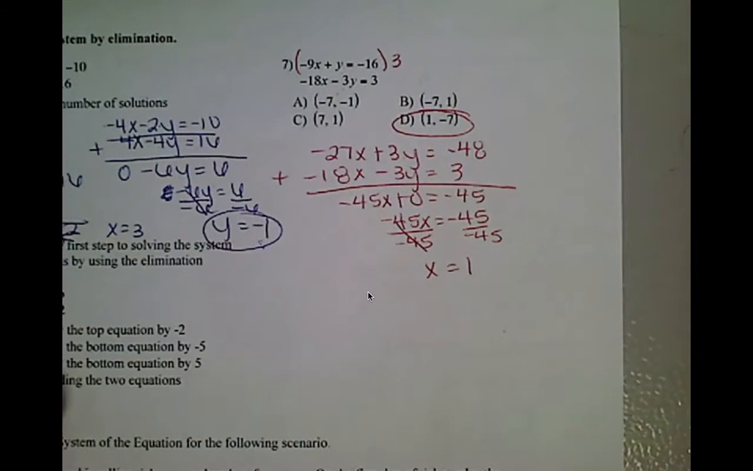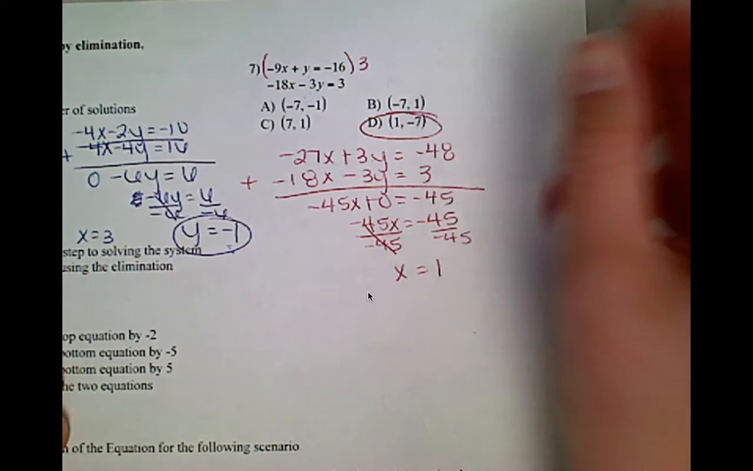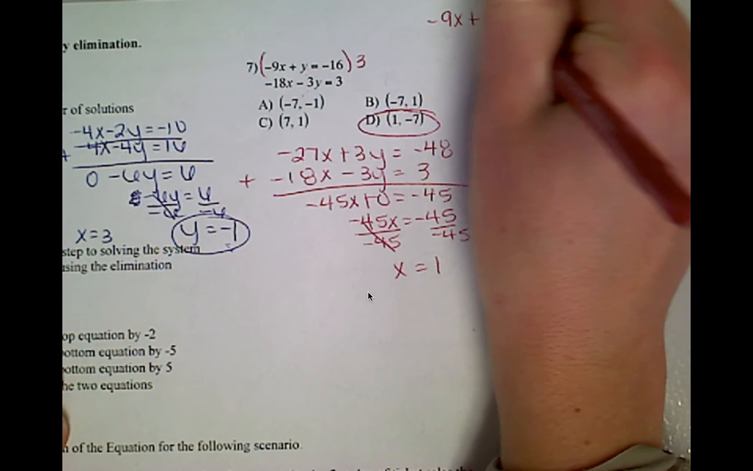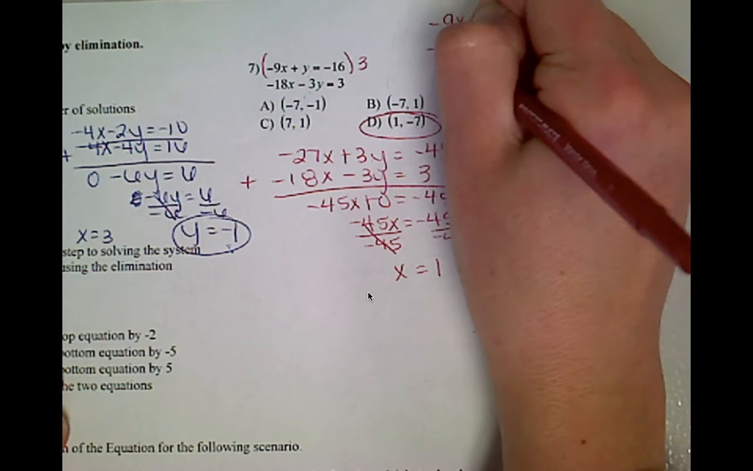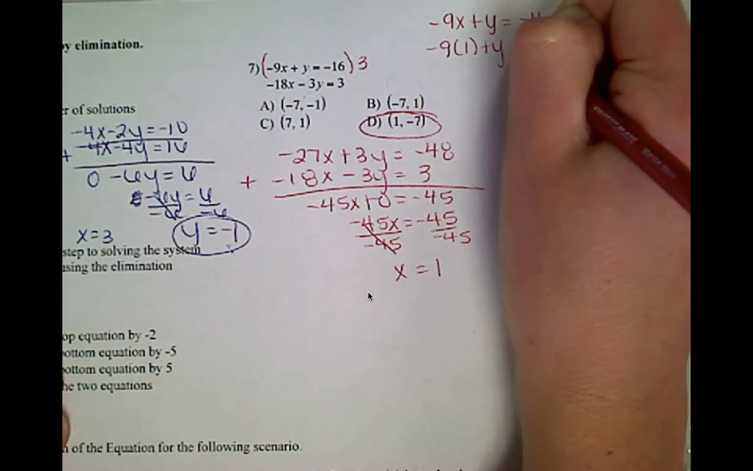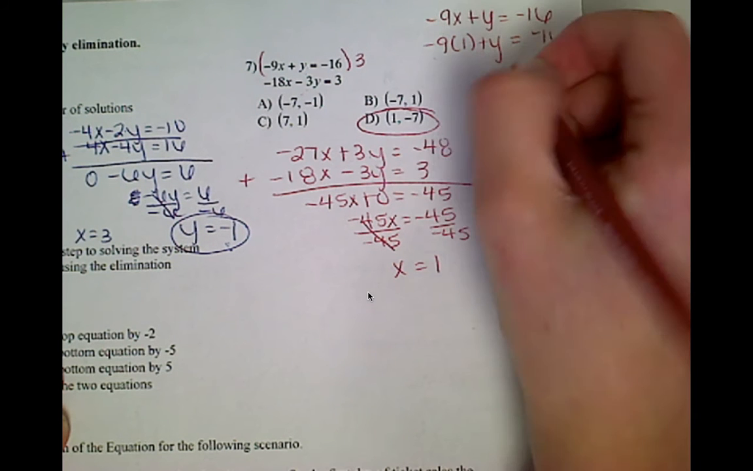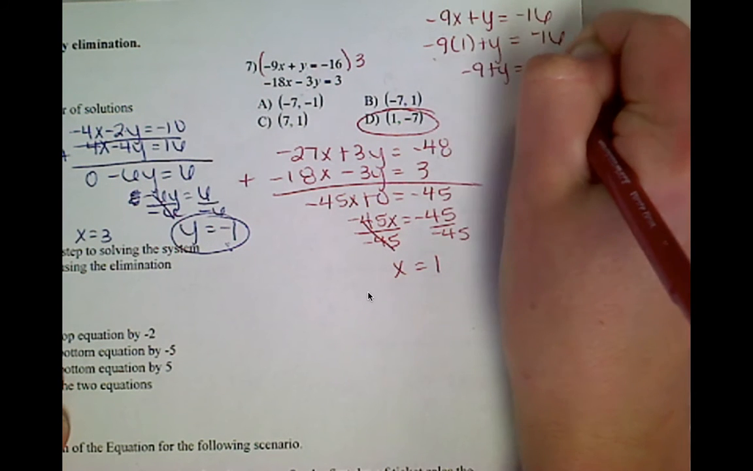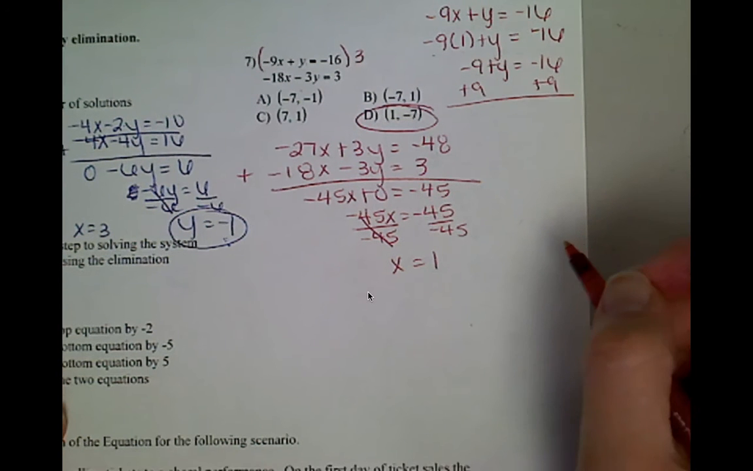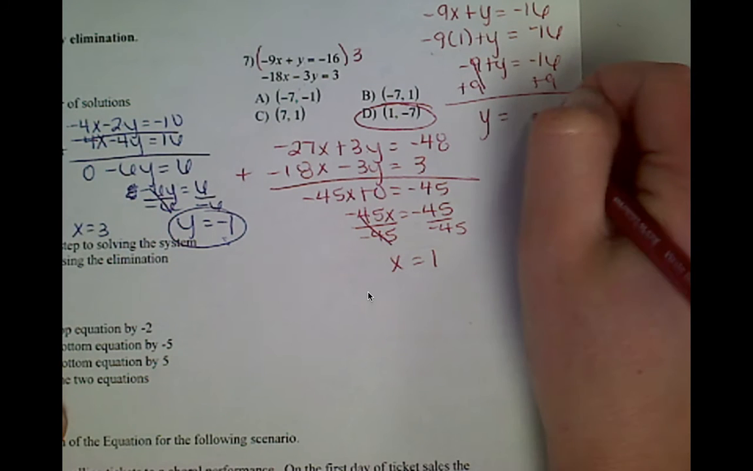So I could stop if I wanted to, but once again, I'm going to continue finishing it, okay? So I'm going to substitute in the top equation. So negative 9x plus y equals negative 16. I'm going to do negative 9 times 1 instead of that x because I'm replacing the x with a positive 1. Okay, negative 9 times 1 is negative 9. I'm going to add 9 to both sides to undo that negative 9 being added, and those cancel. I'm left with y equals negative 7.